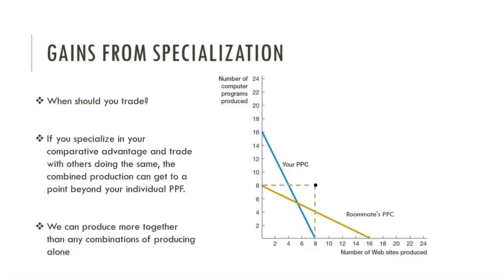So let's say you guys didn't specialize. You each just spent half of your time doing each task. So you spent half of your time on websites and half of your time on computer programs. So you produce 8 computer programs and 4 websites. Let's say your roommate does the same thing. You guys just decided you're going to split the work evenly, half and half. So they produce 8 websites and 4 computer programs.